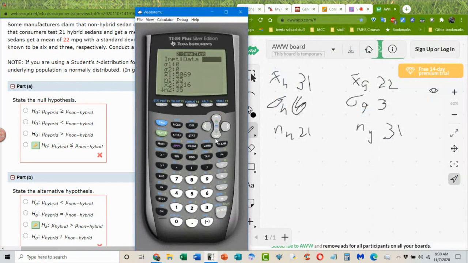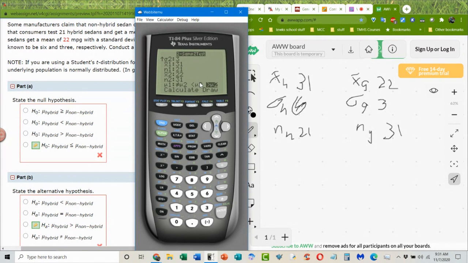So for the mean, we have the deviations. Well, this is 6, this one's 3, and a sample size of 21. Sample mean of 22 and a sample size of 31. What is our null hypothesis, our alternative hypothesis? That hybrid is greater. So we have to make sure we have hybrid is greater. We highlight the one we need.